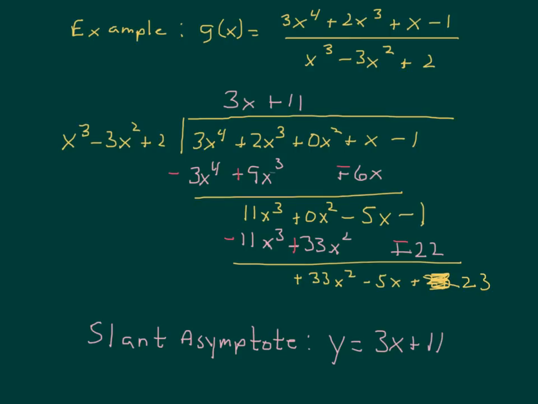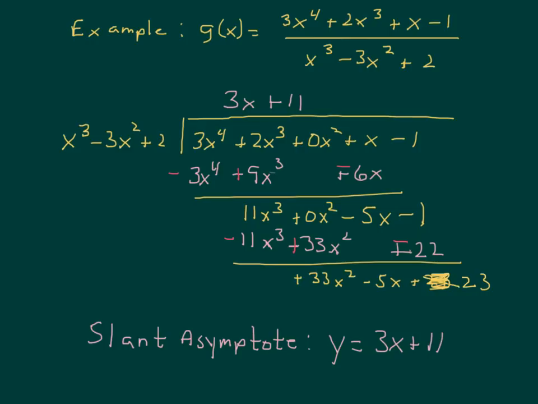So the next thing I did was multiply everything by 3x, so I got 3x to the fourth minus 9x cubed plus 6x. Then we have to remember to change all the signs. That's why I have in red the minus, where I made this into an addition and then a minus there. When I combine all the like terms, the 3x to the fourth drops off, and I get 11x cubed plus 0x squared minus 5x minus 1.